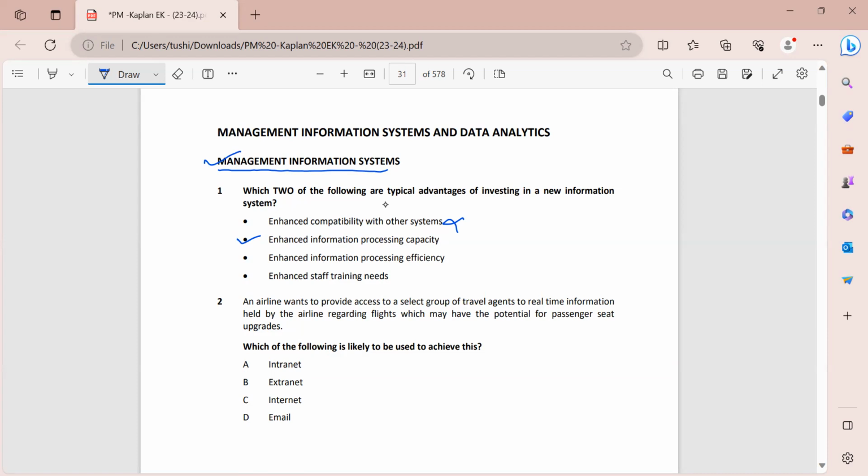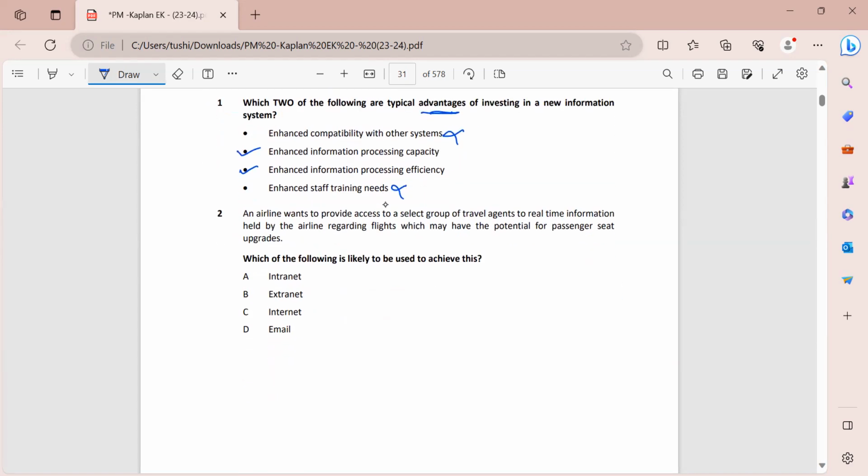Now, another is processing efficiency. Again, I will require capacity as well as efficiency. Enhanced staff training needs, although this is correct, is not an advantage. So this is also eliminated. That makes options 2 and 3 the correct answers.